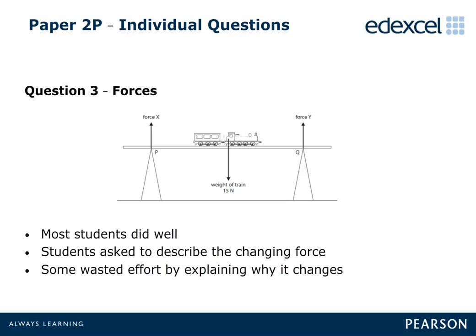70% of students gained at least 2 of the 3 marks available for question 3. The command word confirmed that just a simple description of the changing force was required for 3B. For example, force X decreases to 0. A full explanation was not required.